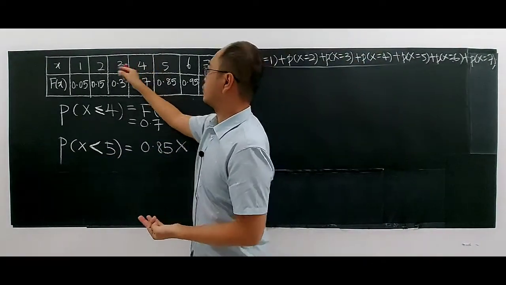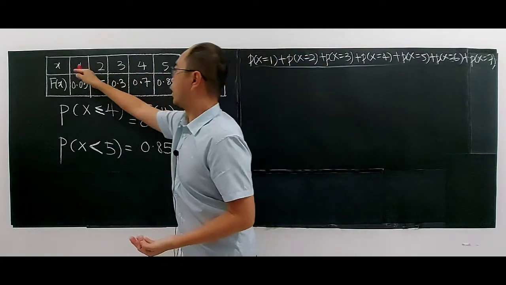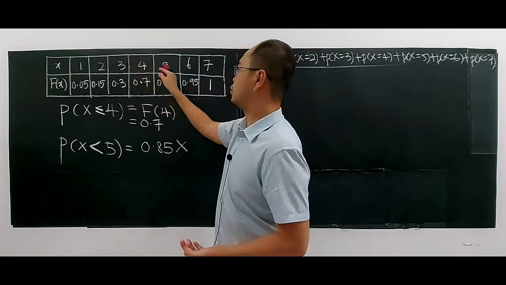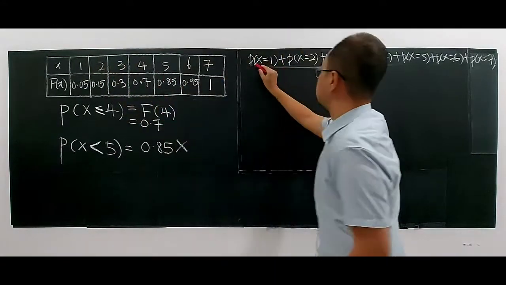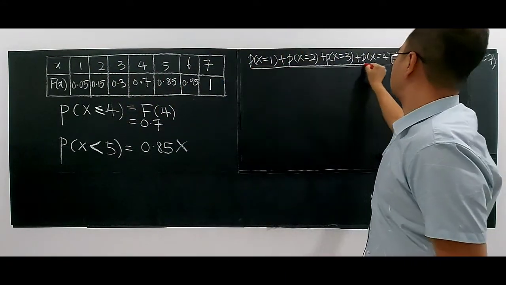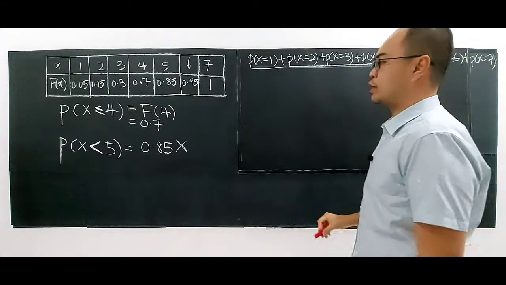Less than 5. The random variable less than 5: 1, 2, 3, 4. It does not include 5, right? Less than 5 means 1, 2, 3, 4. Means from 1 up to 4, right? From 1 up to 4.